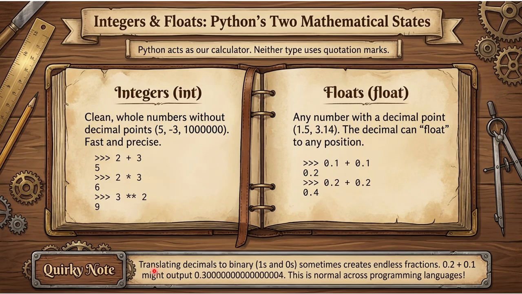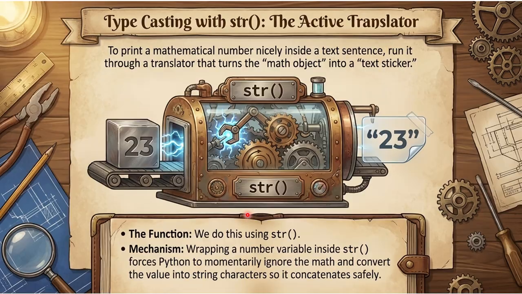So here is a note. Translating decimals to binary ones and zeros sometimes creates endless fractions. 0.2 plus 0.1 might output 0.30000, with many zeros and then a 4. This is normal across programming languages, and this is one of the questions that is actually asked.